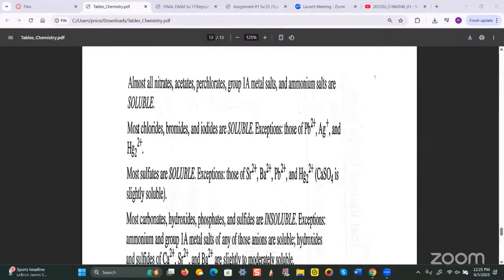It says here, most chlorides, bromides, and iodides are soluble. There are certain exceptions: lead 2+, silver +, and mercury 1, right? So basically, the ammonium chloride that I referred to earlier, I know that is soluble because of what is stated right here. So you might find this table useful for making those kinds of predictions, which is helpful when it comes to answering those questions.